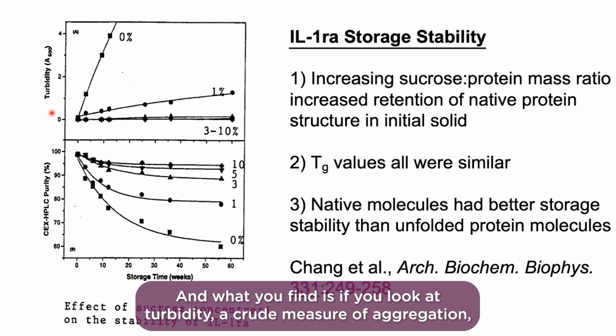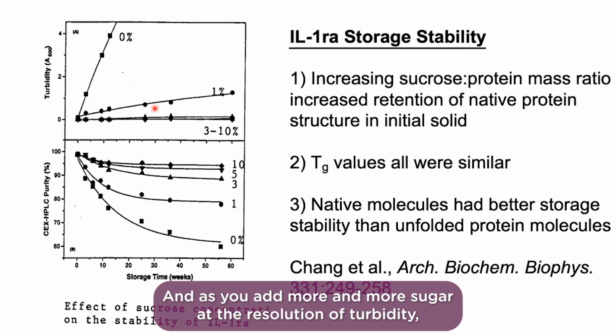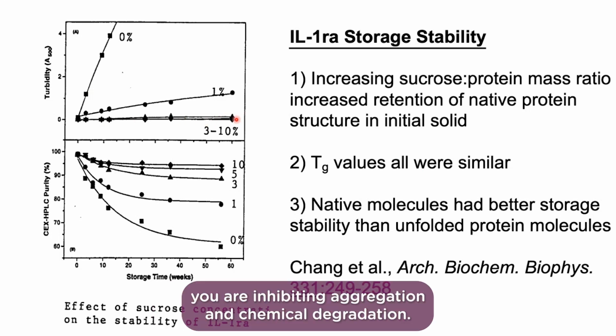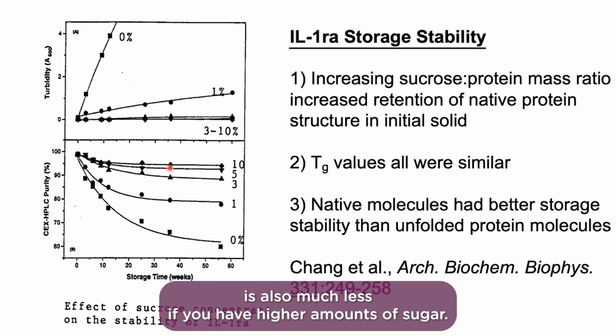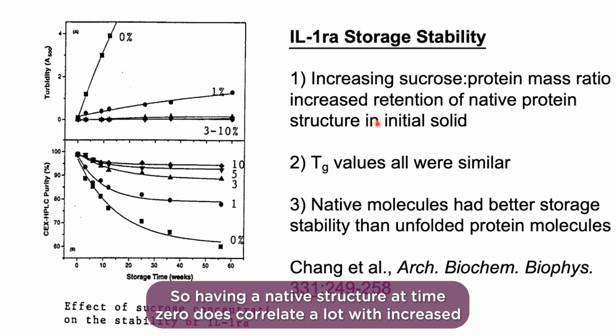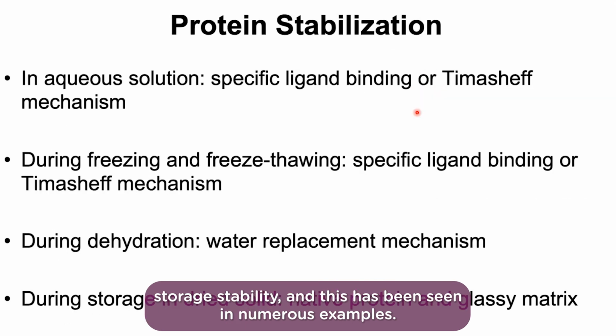And what you find is if you look at turbidity, a crude measure of aggregation, this protein's really not happy during freeze drying and storage without sugar. And as you add more and more sugar, at the resolution of turbidity, at least, you are inhibiting aggregation. And chemical degradation, in this case due to deamidation, is also much less if you have higher amounts of sugar. So having a native structure at time zero does correlate a lot with increased storage stability. And this has been seen in numerous examples.